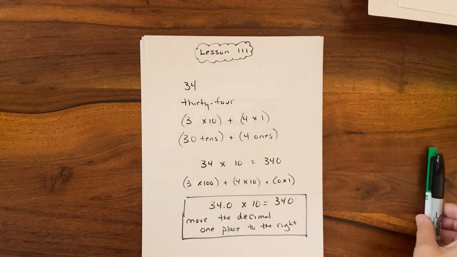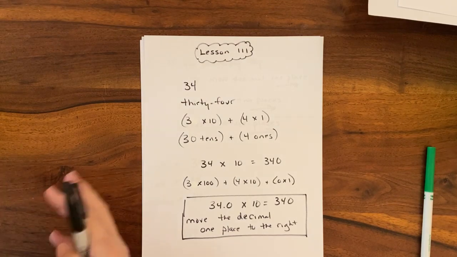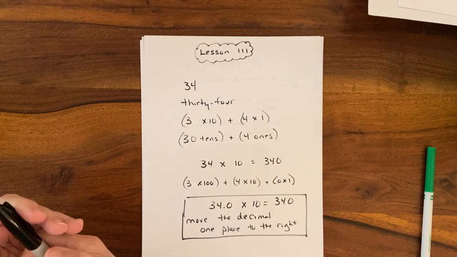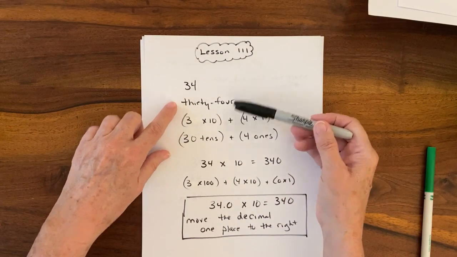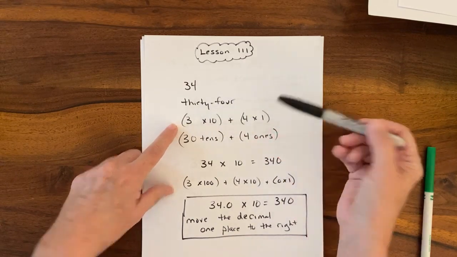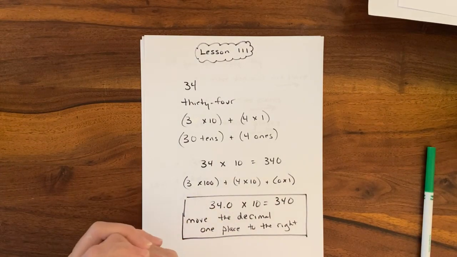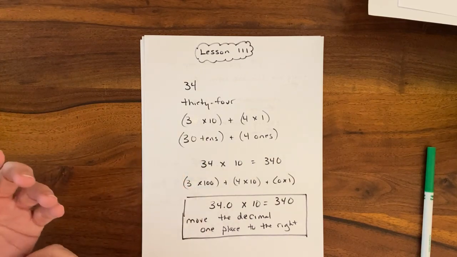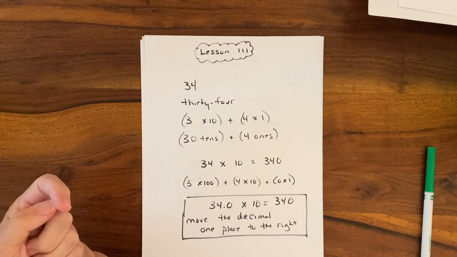So this is lesson 111, and it's multiplying decimal numbers by 10, by 100, by 1,000, really multiplying any number. So they start off with the number 34, so that can be 34, it can be 3 tens and 4 ones, 3 times 10, 4 times 1. So place value is kind of important when we start multiplying by multiples of 10, 100, 1,000. So make sure you've got your place values down. If you need to brush up on that, then do that.